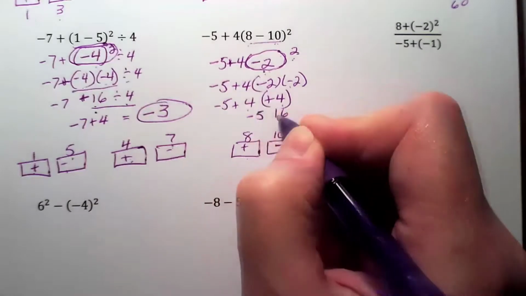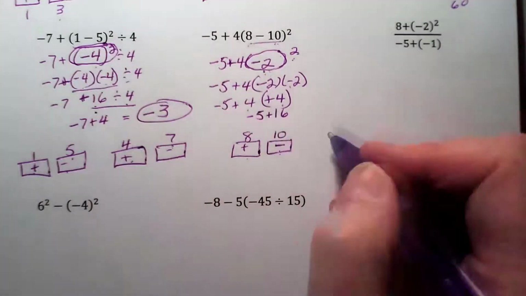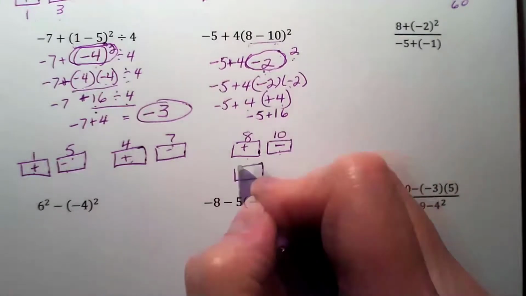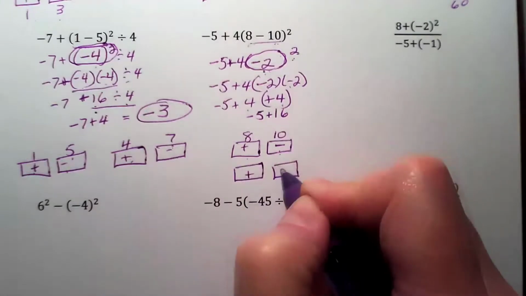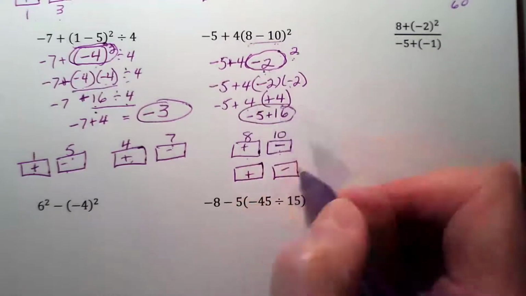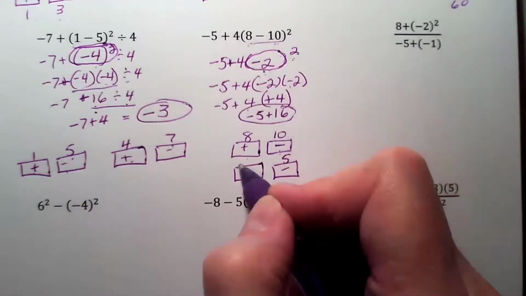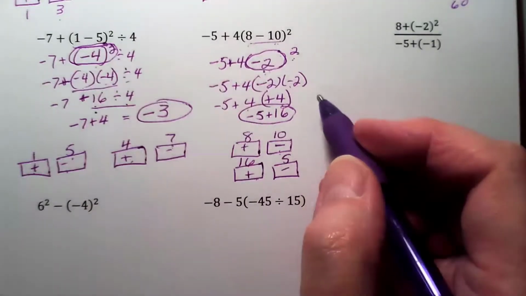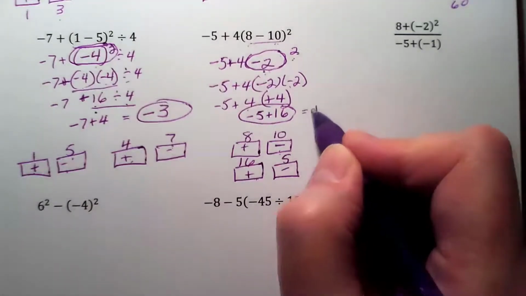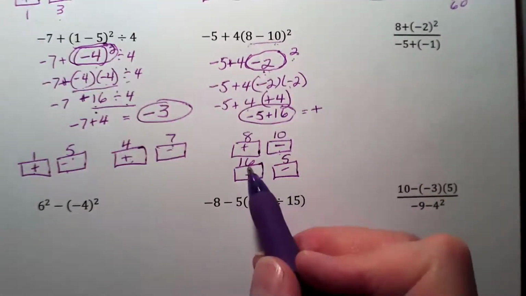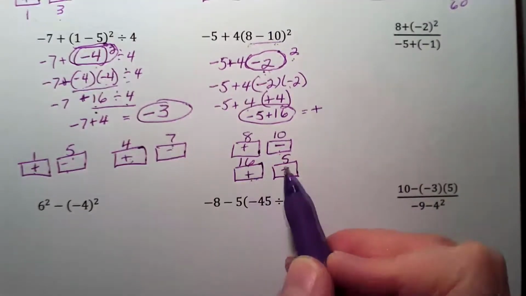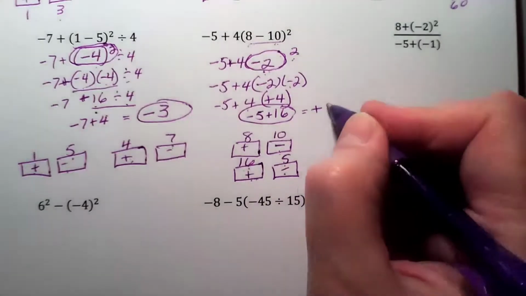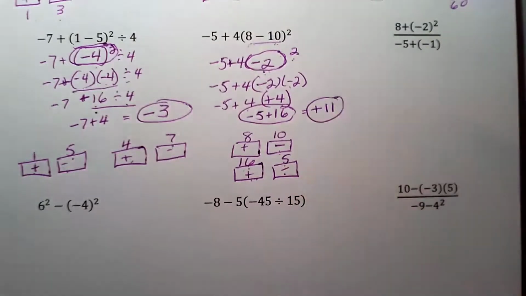And I have negative 5 plus 16. If I do these boxes again, I have a positive box and a negative box. 5 is in the negative box, 16 is in the positive box. Which box has more? This one does, so my answer is going to be positive. How many more in this box than this box? Well, 5 to get up to 16 would take me 11. 16 minus 5 is 11. So my answer is positive 11.